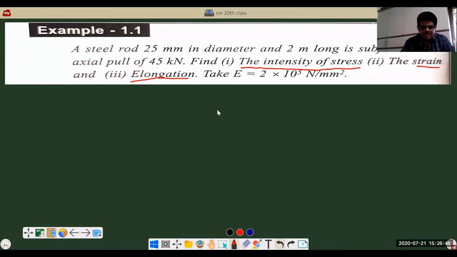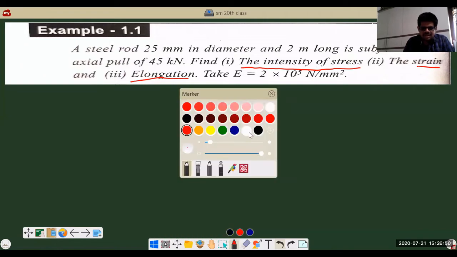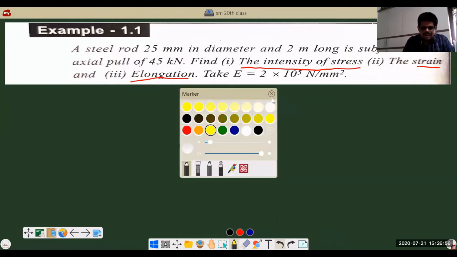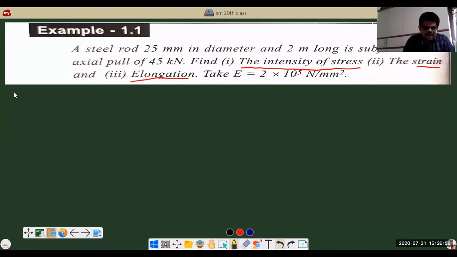Okay, right. So now let us go for the solution part. First of all, you have to write down what is the data given. So data given.